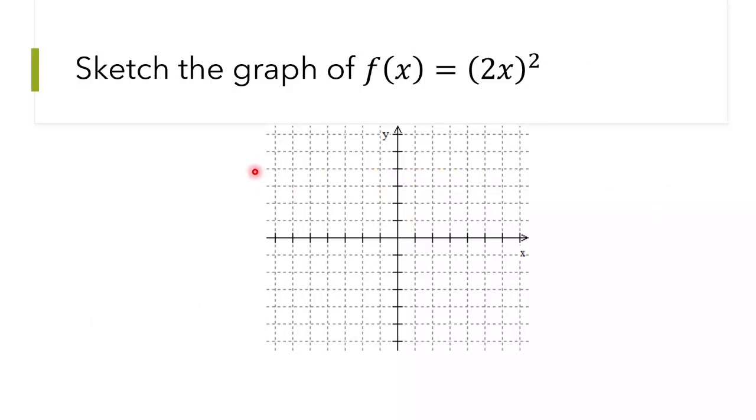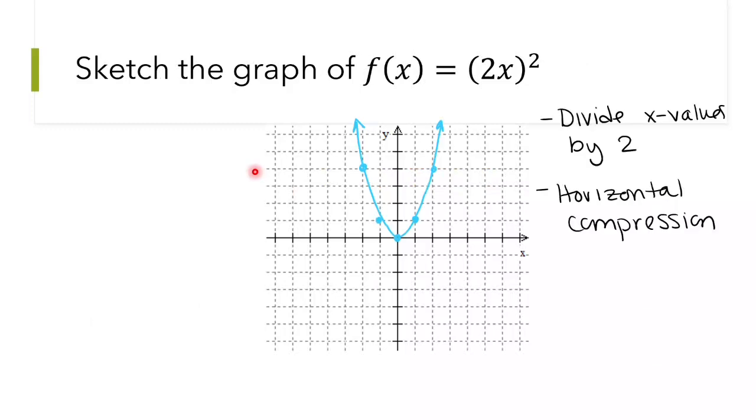Let's sketch the graph of the quantity 2x squared. So I draw my parent function, which is my basic parabola. And this time, I notice that the 2 is inside the parentheses. That tells me that this is an input transformation. It's going to impact my x values. And I'm going to do the opposite of what it says. It says 2 times x. So I'm going to take all of my x values and divide them by 2. This is going to give me a horizontal compression.